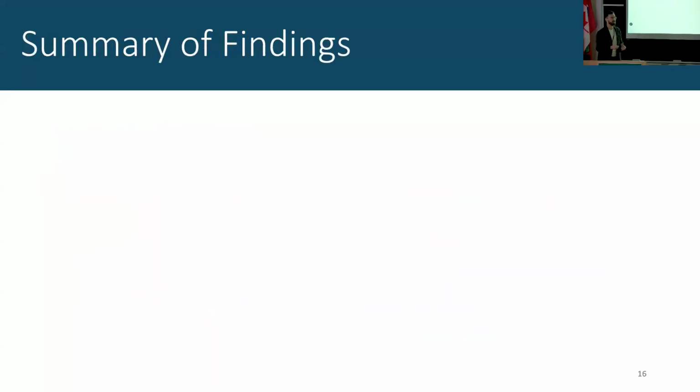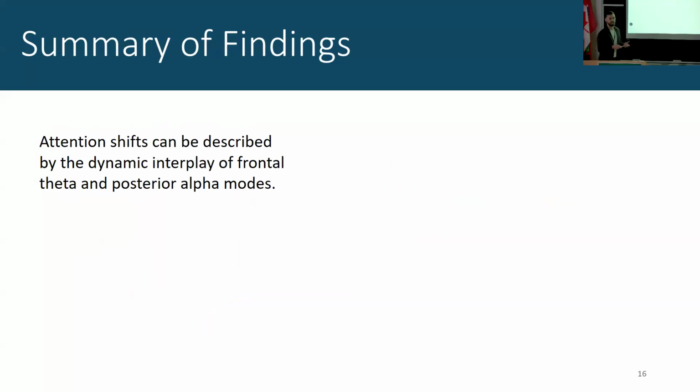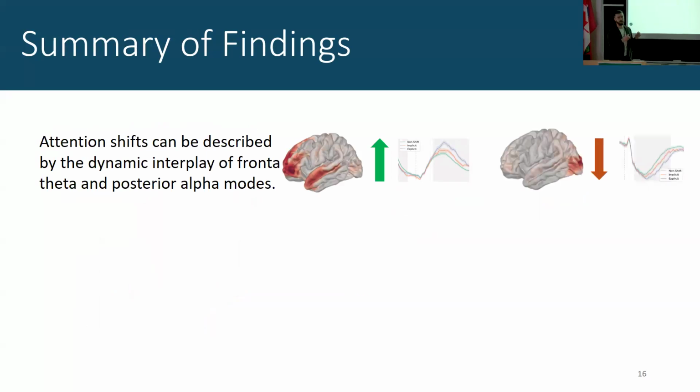So how do we summarize all of these findings? Firstly, we have created a dynamic network model of attention shifts. When you shift your attention, just like from me to your phone, perhaps, your frontal theta mode is increasing in activity and your posterior alpha mode is decreasing in activity.